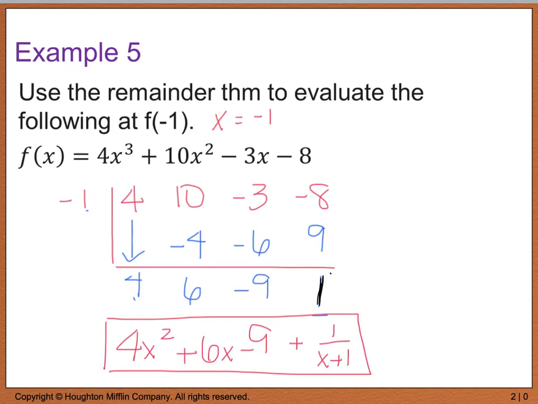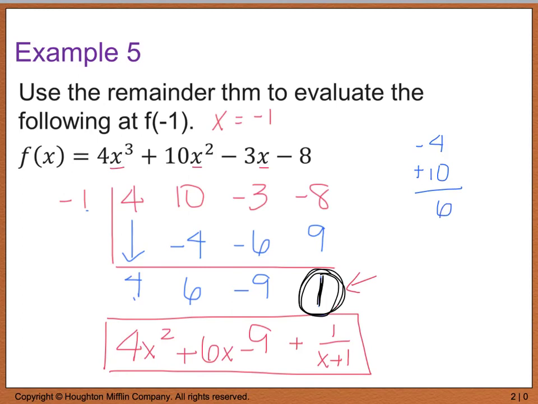Now your remainder theorem says if I evaluate my function at negative 1, in other words, if I plug a negative 1 in for this x cubed, this x squared, and this x, I should end up with this 1 right there. So let's just see. 4 times a negative 1 cubed. Negative 1 cubed is negative 1 times 4 gives me a negative 4. Then I'm going to add that to 10 times a negative 1 squared. Well, a negative 1 squared is a positive 1, so I end up with plus 10. So this is going to give me 6.